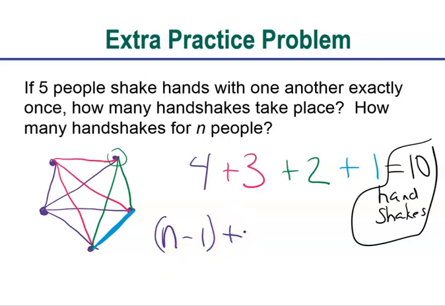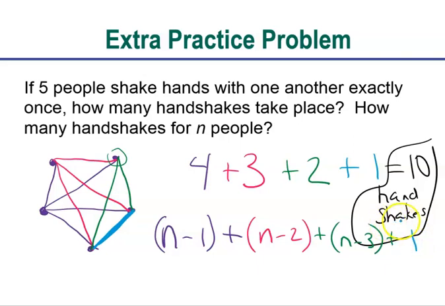Plus, now the next number, see if you agree with me here, if you started with 10, it'd be 9 plus 8. Well, if you start with N, the first one's N minus 1, what would the next number be? How about N minus 2, right? Okay. And then what would the next number be? How about N minus 3? And you keep going down until you get to only 1 handshake left.